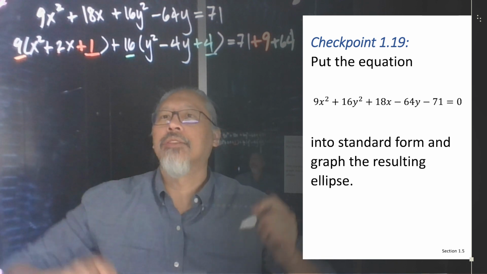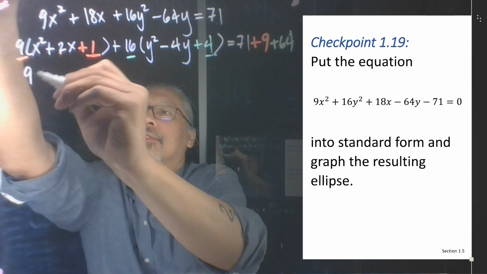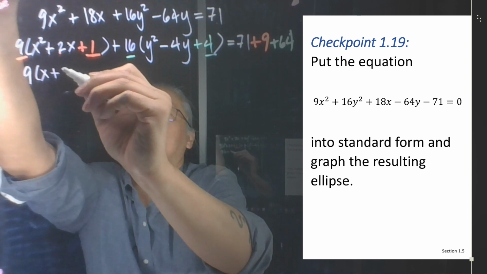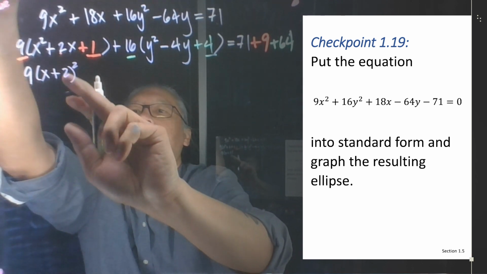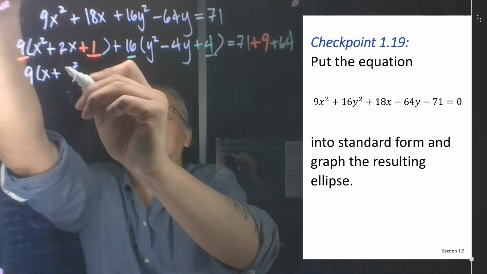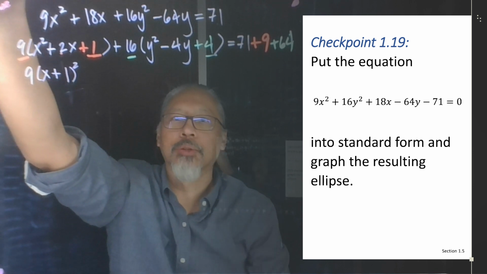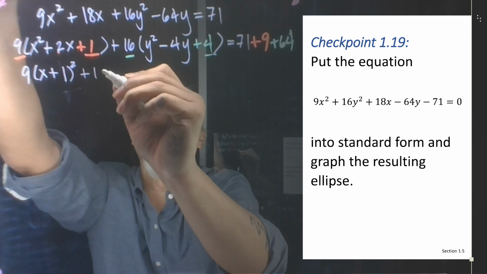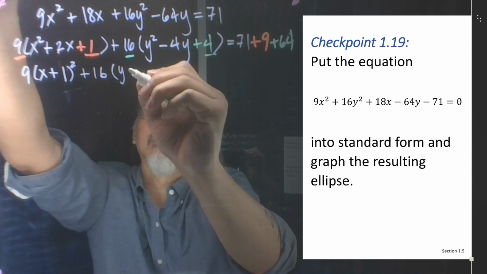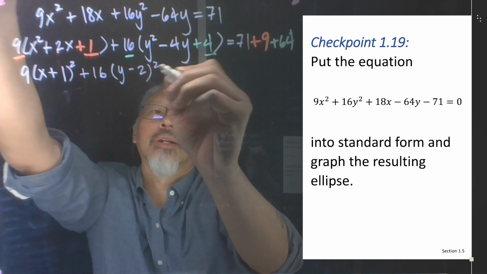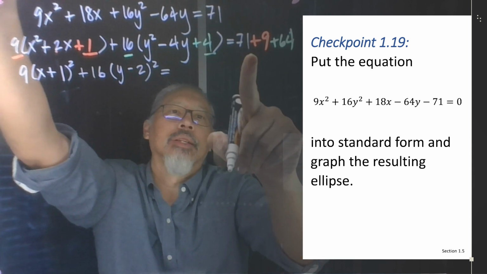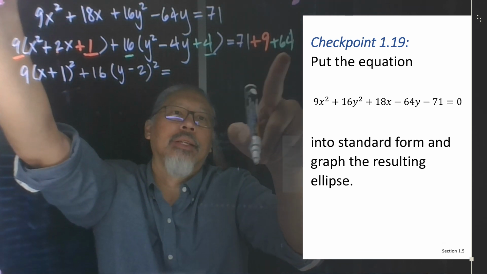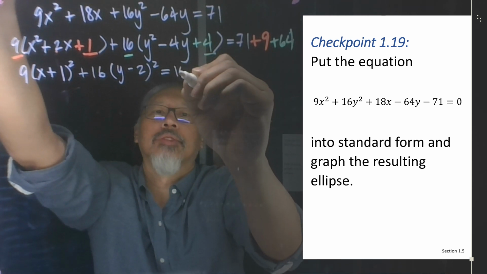And now we have a perfect square for the x's. Oops, this is a 1. So it's x plus 1 quantity squared. We have a perfect square for the y's. That's y minus 2 quantity squared. And 71 plus 9 is 80 plus 64 is 144.